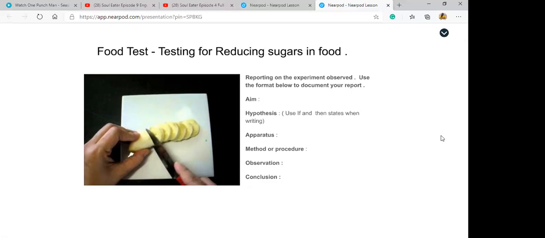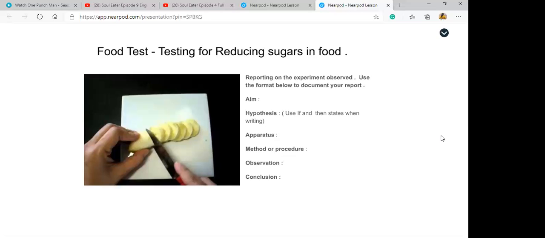So what we're doing is you're watching the video, and then you will be writing a report. After watching the video, if you want to watch it twice, let me know, and I'll allow you to watch it twice. Use the format below to document your report. First, write down what you think was the aim of doing this experiment. Then you have to write the hypothesis using the if-and-then principle: if so and so, then so and so.